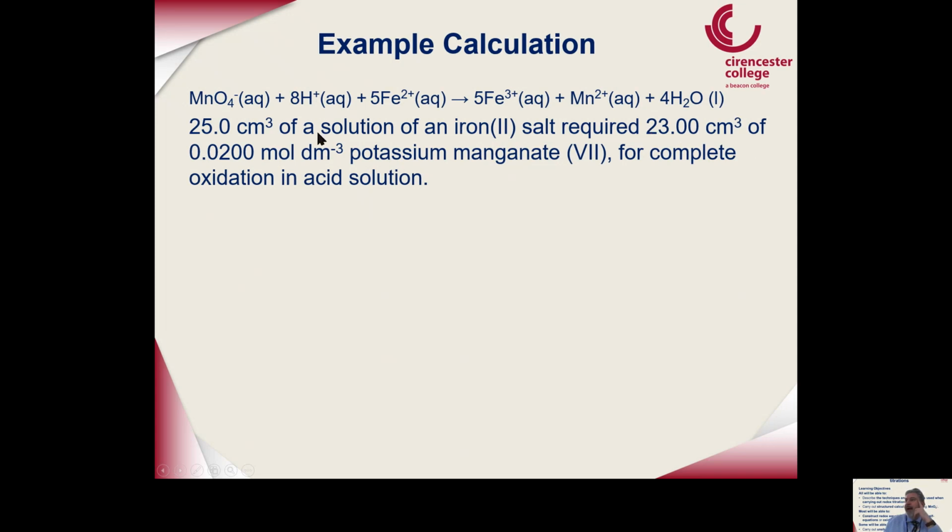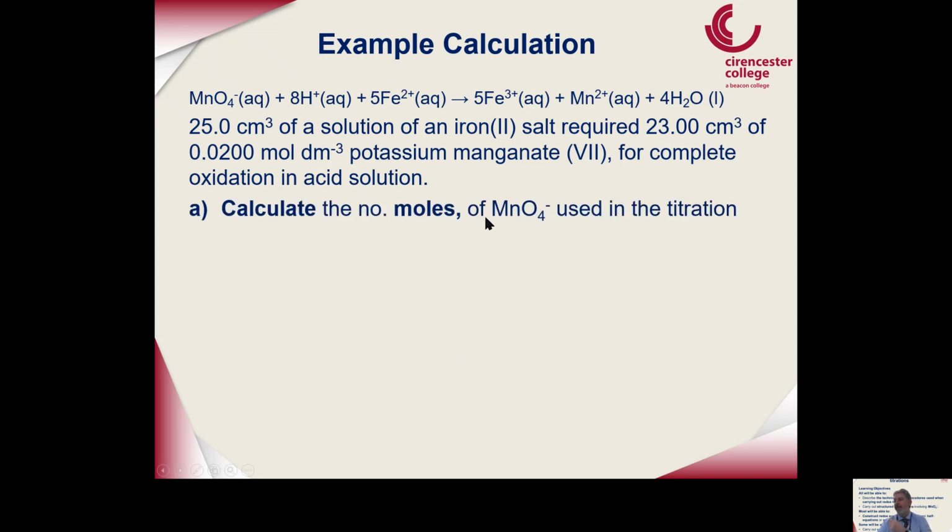So we've got 25 centimeters cubed of a solution of iron 2. We don't know what the concentration of iron 2 is, but we do know that it needed 23 centimeters cubed of potassium manganate to react with it, and we know the concentration of the manganate. Let's have a look at how we'd go about that.